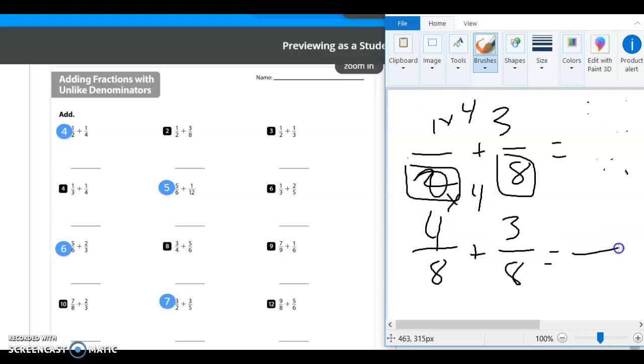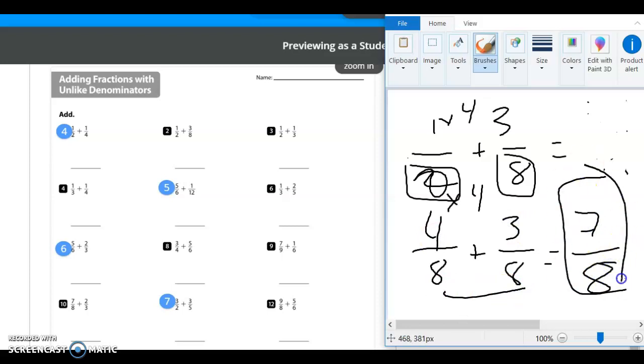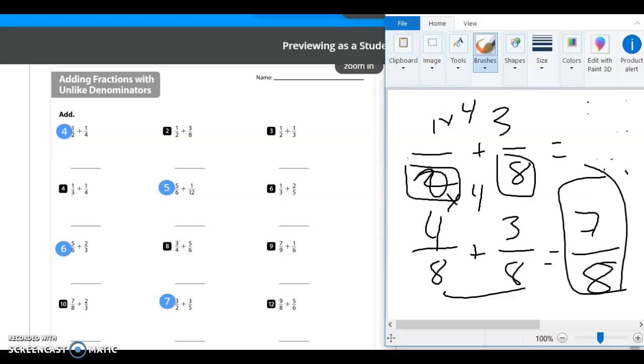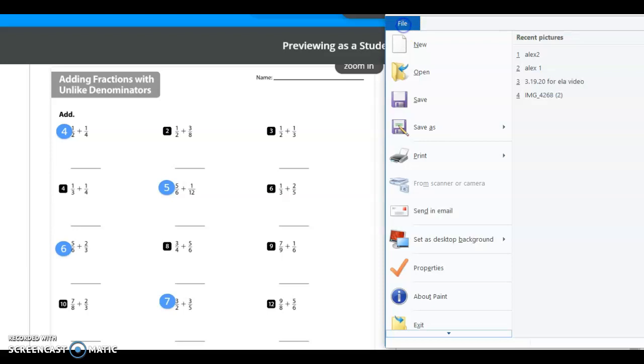So now I can solve my problem. 4 plus 3 is 7. 8 doesn't change. The denominator doesn't change. So my answer is 7/8 for number, which one was I working on? Number 2. All right. So let's work on one more just to make sure you've got it.